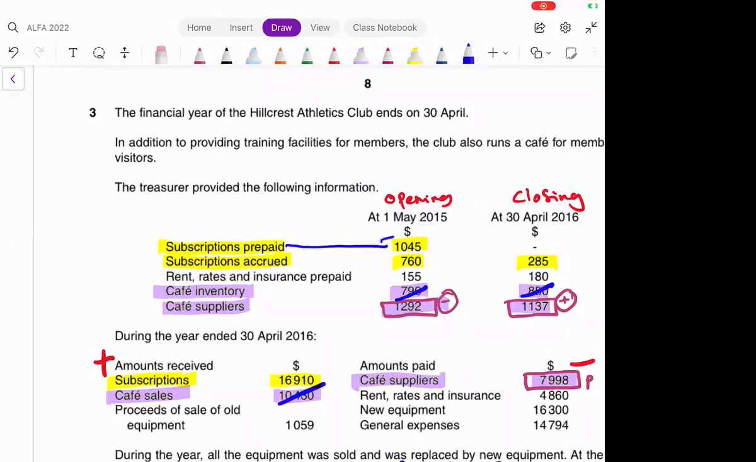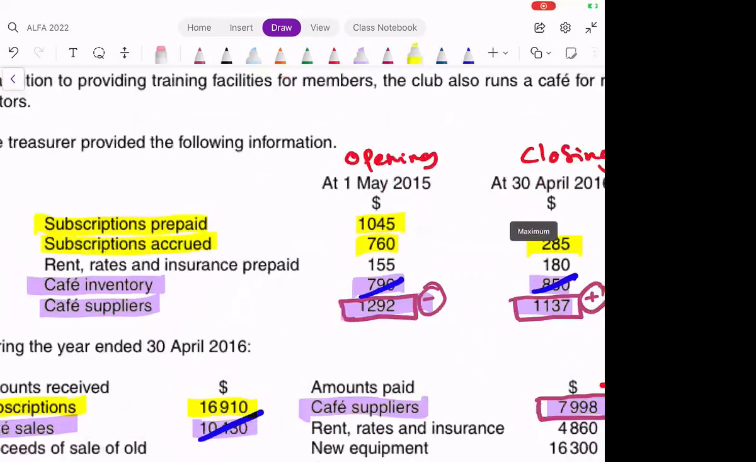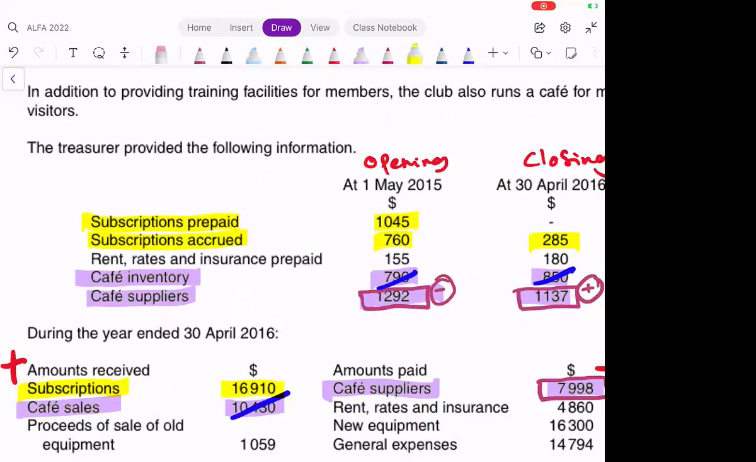Subscription prepaid 1045 is your opening balance, balance BD. Will it be on the debit side or credit side? If you don't know, please tell me, I will explain. Actually, I also don't know debit or credit, but what I know is, subscription prepaid is asset or liability.